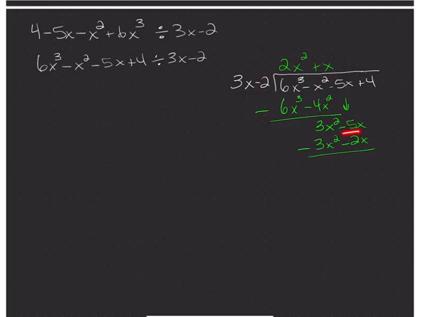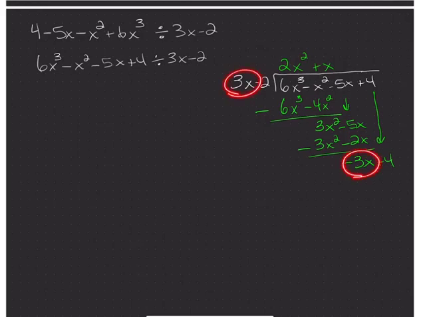So now I have negative 5 minus a negative 2. So that's going to be a negative 5 plus 2, which is going to give me a negative 3x. And then I still get one more guy to drop down. Still get my positive 4 to drop down. And we're going to do the same thing again.